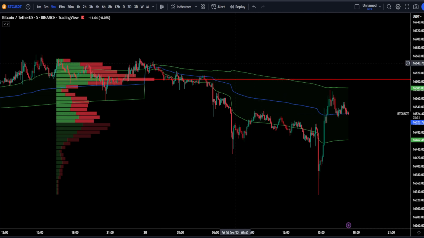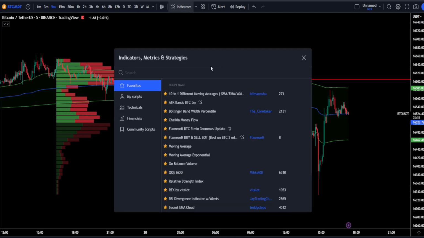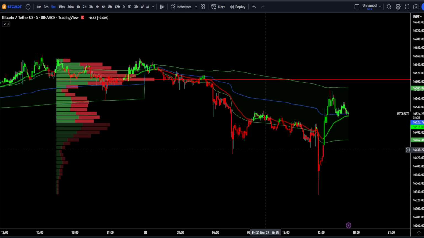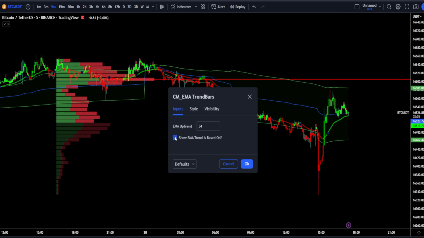Now let's add our last indicator to the chart, so head up to our indicator search tab again and search for CM EMA trend bars by Chris Moody. We're also going to need to make a few changes to this, so double click on that indicator and we're going to be unticking this box here. We're then also going to be changing our EMA uptrend from 34 to 200.